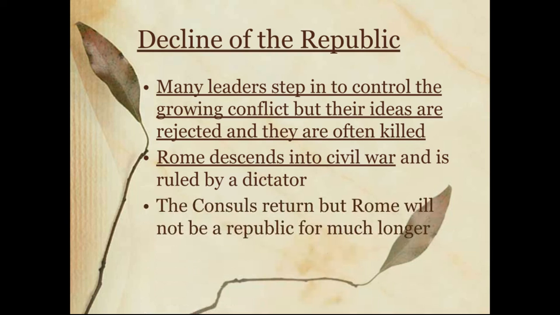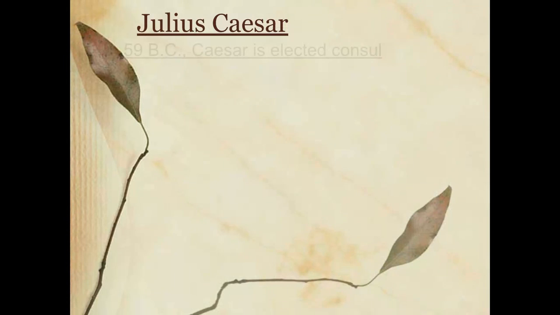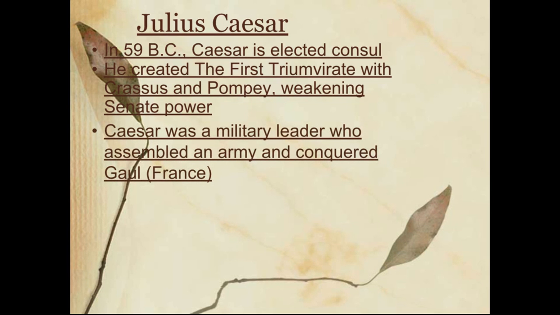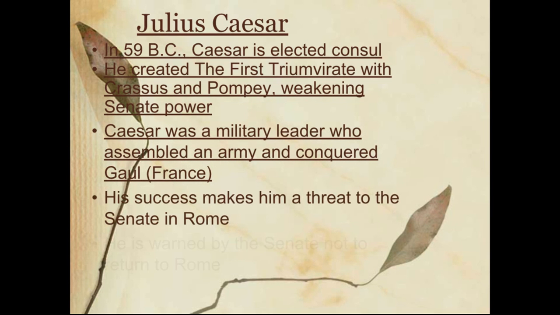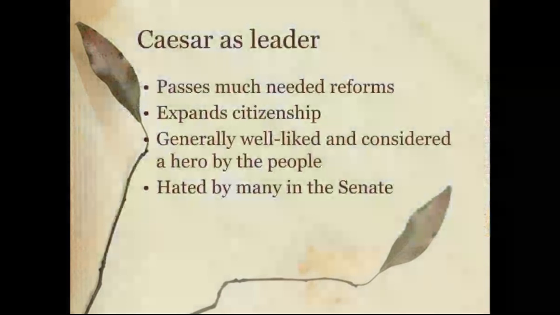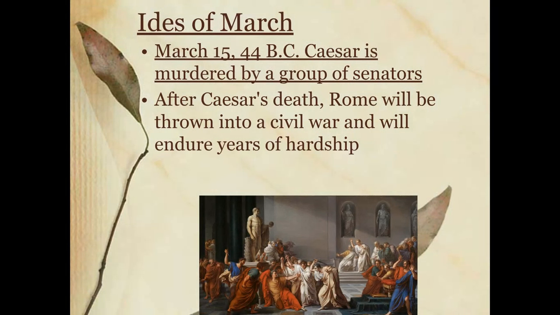Consuls return, thinking everything's going back to the way it was supposed to be. Nope. Julius Caesar steps in. He's a leader in 59 BC, creates a triumvirate, becomes a great military leader, and the Senate gets mad at him and hates him. And so he comes back with his soldiers, pretty much kills everybody. Well, not everybody, just defeats a lot of people, takes over, and then he's assassinated on March 15th, 44 BC, called the Ides of March.